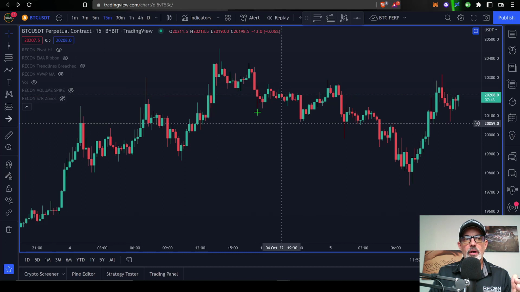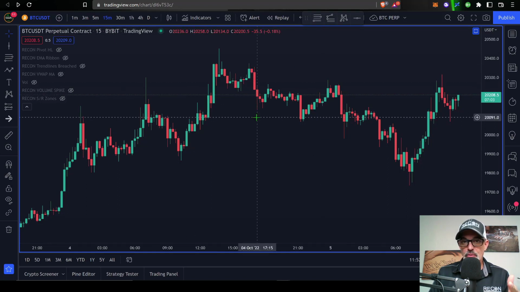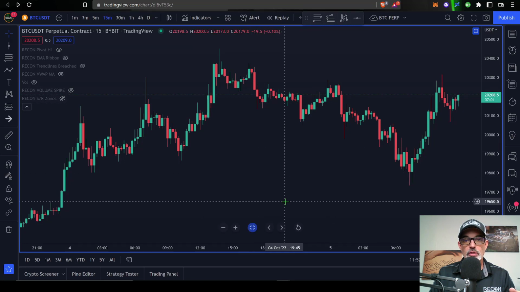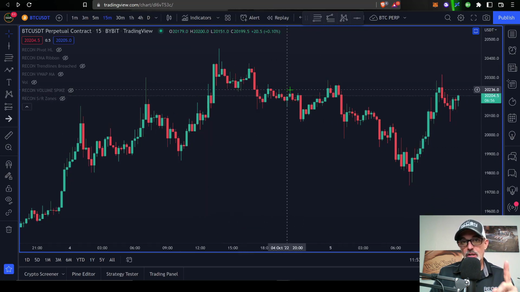And so I will start on the BTC USDT perpetual contract chart over on Bybit. These are 15-minute candles. And so now I'll ask all of you out there, can you spot the first indicator on the chart? It's the price. Price is the #1 indicator.